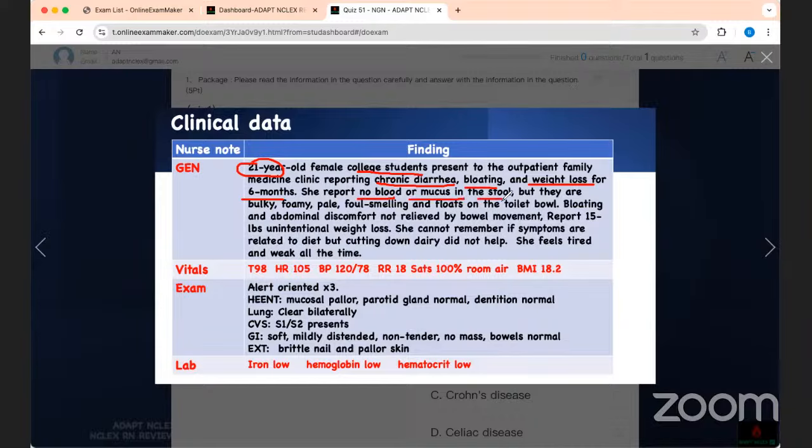This is your key. When you see no in your case study, it doesn't mean it's bad. It's a good thing. It will help you say, oh, it's not this, but it may be that. The no is giving you a clue to rule out other problems. I said there's no blood and there's no what? Mucus in the stool is a keyword. But they are what? Bulky, they're big. They are what? Foamy, they look pale, foul smelling, they float on the toilet.